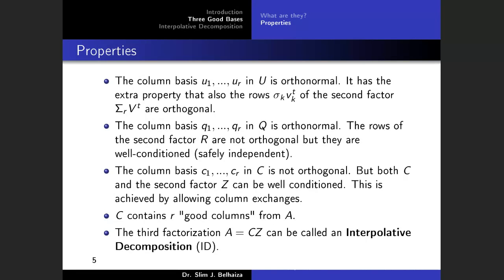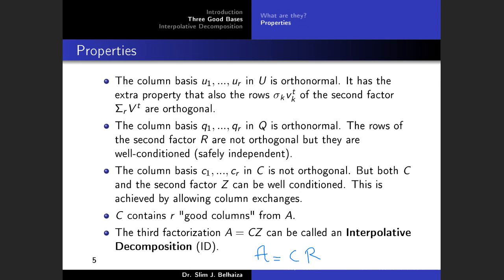So welcome back, guys. Today we continue with the three good bases, and mainly we'll talk about the CZ interpolative decomposition, and we'll move on to the CMR decomposition or factorization. So remember last time we tried to use that exact first factorization we've used in the beginning of the semester, where we wrote A equals CR.